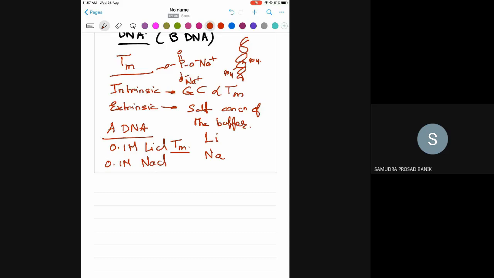In aDNA, the grooves are narrower as compared to bDNA. Therefore, sodium ions will not have very good accessibility into the grooves of aDNA. Since lithium has a lesser atomic size or radius as compared to sodium, lithium will get inside the aDNA groove more easily than sodium, so it will be able to stabilize aDNA more effectively than sodium. Therefore, 0.1 molar lithium chloride is going to induce a high Tm in aDNA as compared to 0.1 molar NaCl. Is it clear?